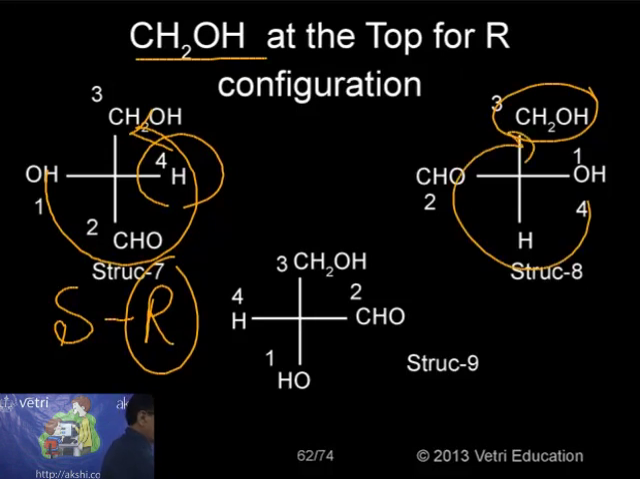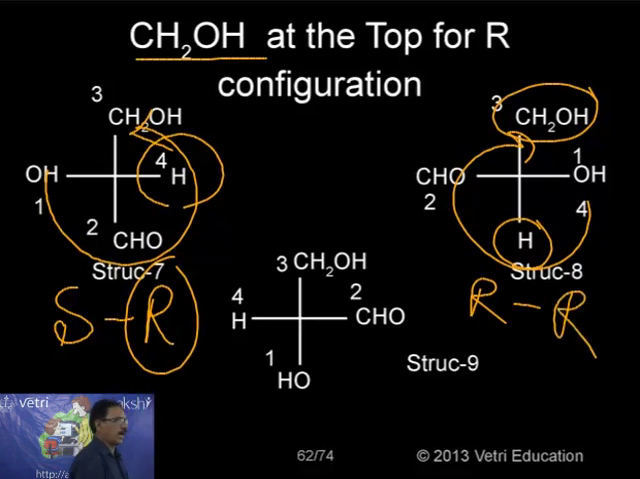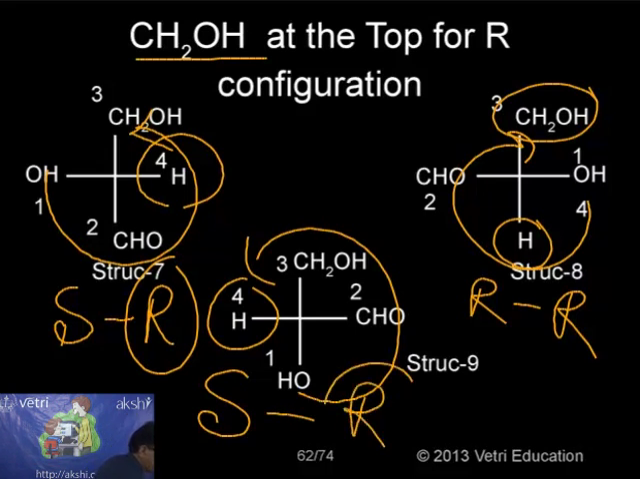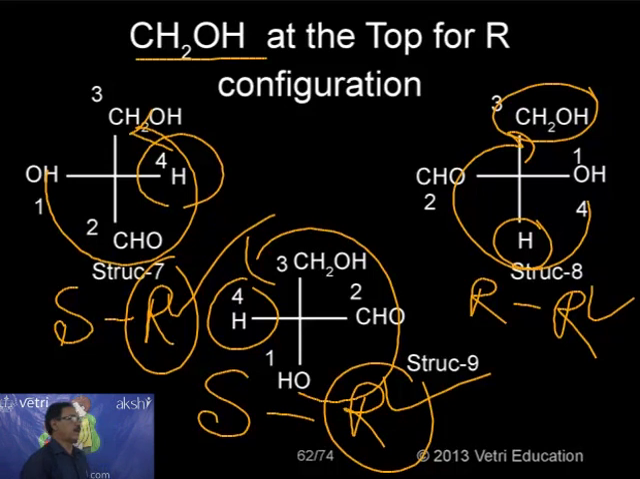So it is clockwise, R. Fourth priority vertical, so real is also R. Then sector 9, 1, 2, 3. This is anti-clockwise, S configuration. Fourth priority occupies the horizontal, so real will be R. In all the cases, R configuration. It is obeying the law.